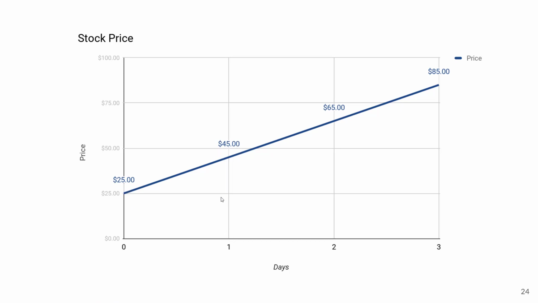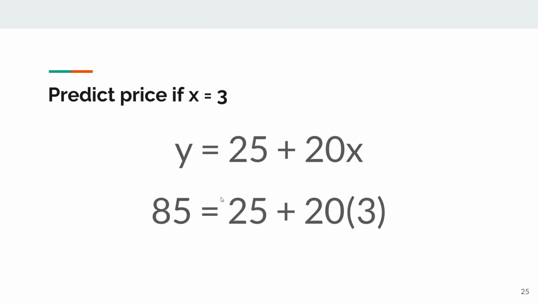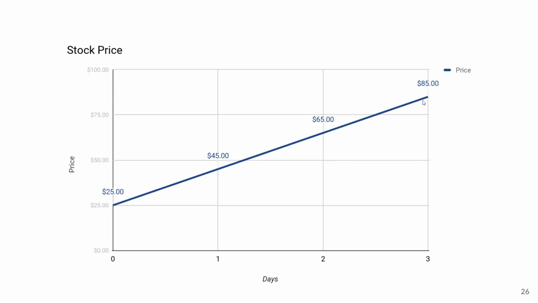So when we did 0, it came out to $25, and when we put x in as 1, y came out to $45. And we'll just do one more just to make sure. We can do it also for day 3 and see the stock price for day 3 is $85. And we can confirm on the graph that the price for day 3 is in fact $85.